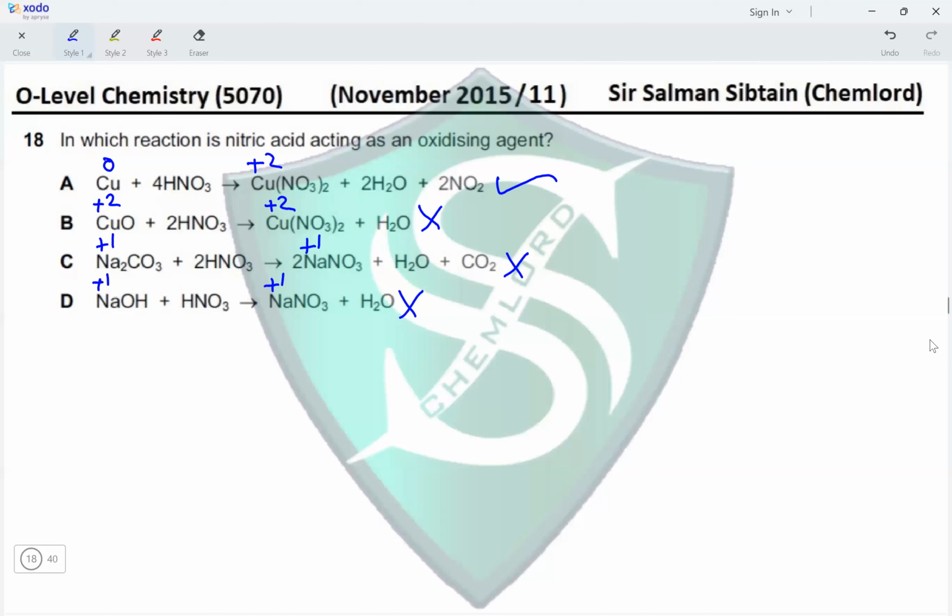So only in the first equation do we have copper being oxidized to copper 2 positive, which makes nitric acid the oxidizing agent for this reaction. Therefore, option A is the correct option for this question.